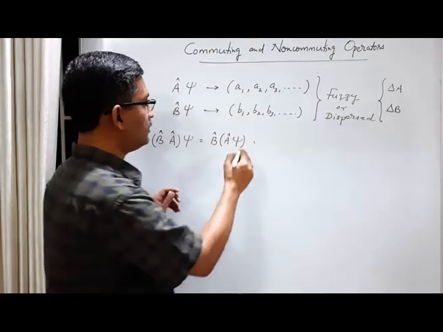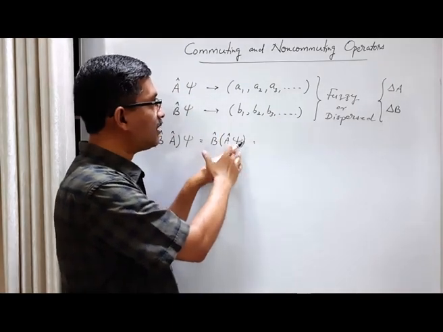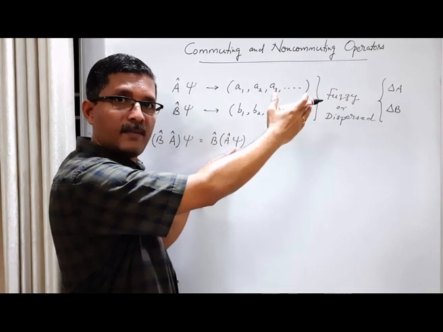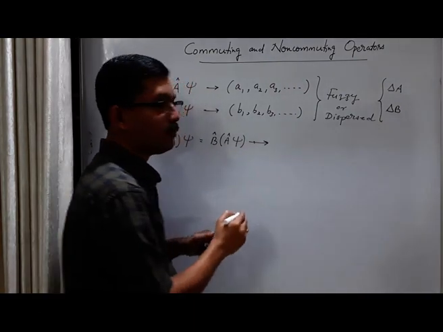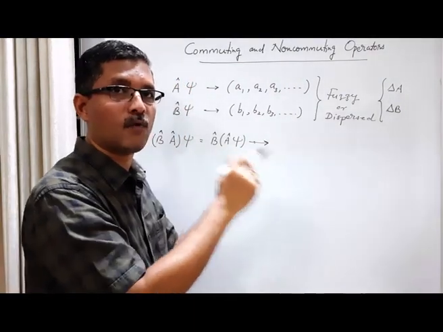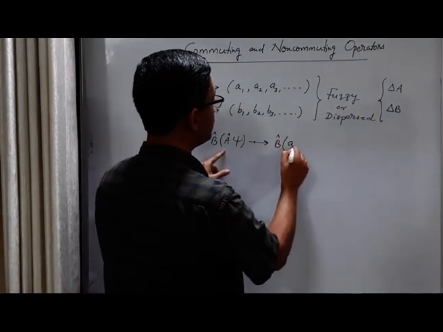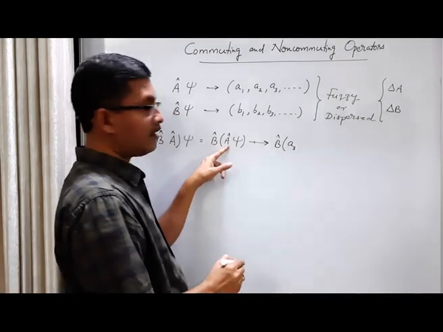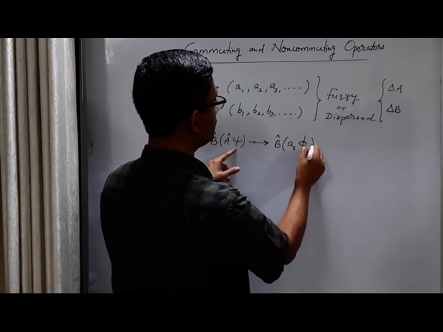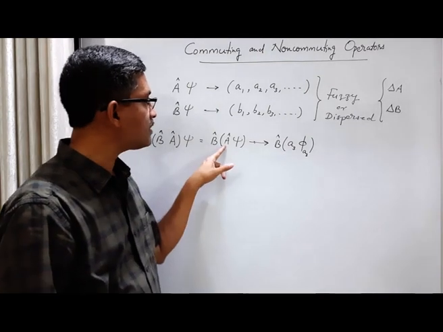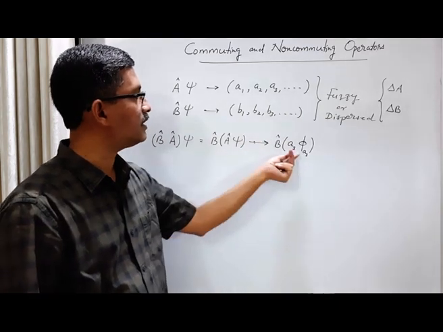This is not an equality because we are considering only one of the possibilities here. This general state can collapse to any of the eigenstates of A with different probabilities, but we consider only one case. So let me use an arrow to represent this collapse. Let us say what we get is A3, and the state becomes phi A3, where phi A3 is the eigenstate of A corresponding to the eigenvalue A3. So it collapses from the general state to the eigenstate.